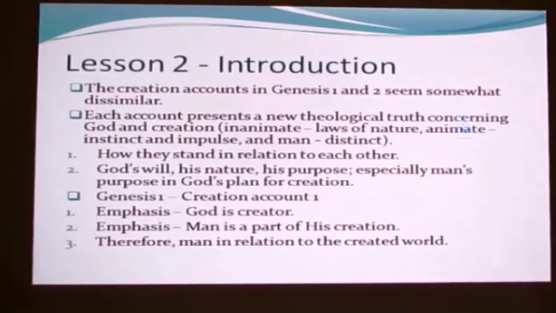Alright, so this is maybe where the second part of the creation account comes in. In Genesis 1, you have creation account number 1. Here the emphasis is God, like I said, creator. Man is part of his creation. Therefore, here the emphasis is man in relation to the created world.